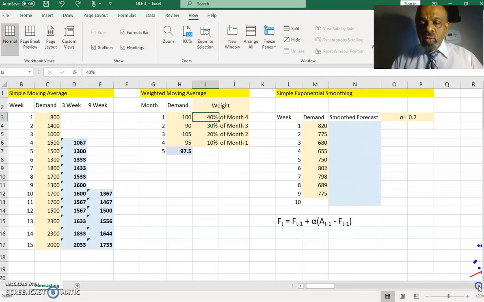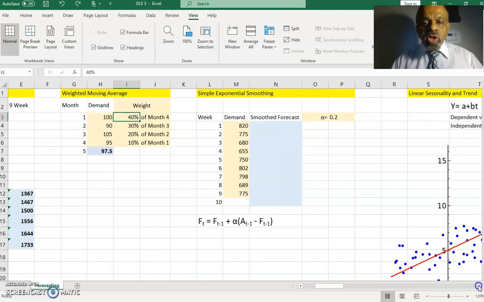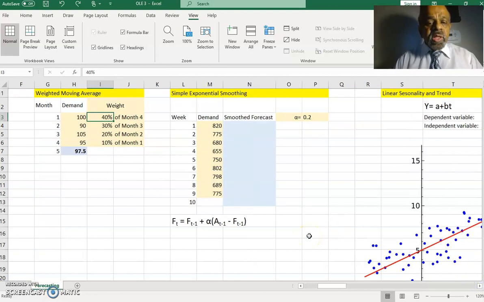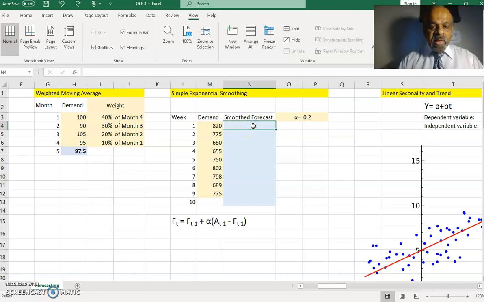We are now going to move on to simple exponential smoothing. Again, here we have week 1 to 9, and the demands for week 1 to 9 are given to you. We are also given one more thing, which is the smoothing factor. We need to calculate the smoothed forecast using the smoothing factor. How do we do that? We have an equation that you need to follow.